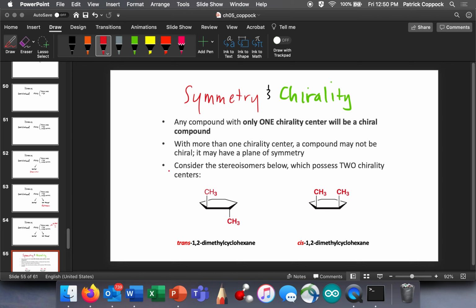First of all, you have to appreciate, we've been talking about simple systems up to this point. What if we have a symmetric center or a symmetric plane inside a molecule with chiral compounds? Any compound with only one chiral center will be a chiral compound. However, with more than one chiral center, it's possible that you'll have a plane of symmetry, right? So look at these two below.